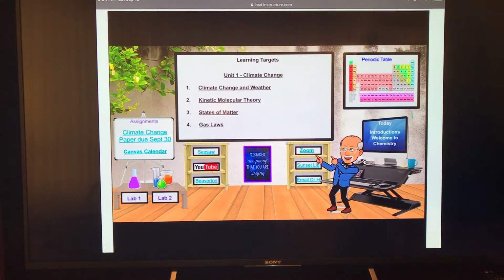One, being a responsible student. And remember, responsible means that you're taking the initiative, that you're looking at yourself going, okay, what do I need to do in order to really understand climate change and KMT? And states of matter, and am I good at the gas laws? And if I'm not, maybe I need a little bit more practice. And then you go back and you do that.